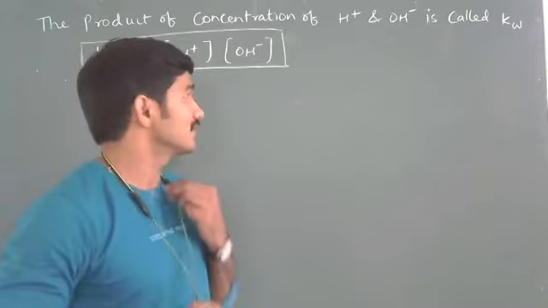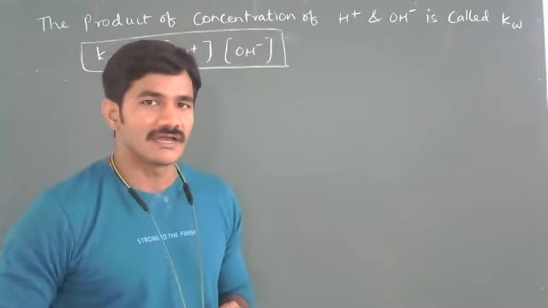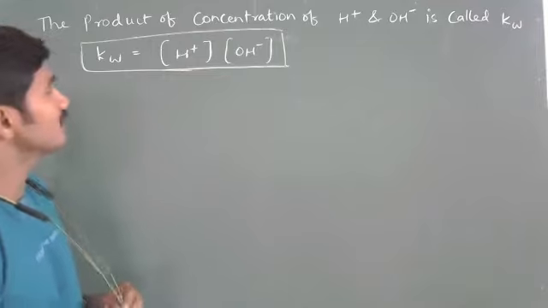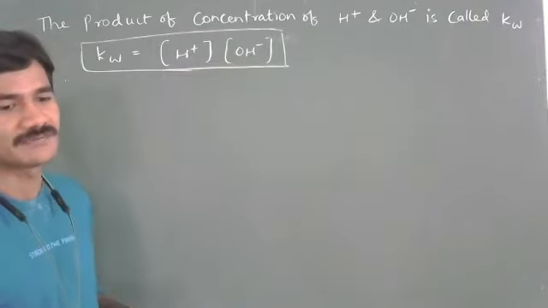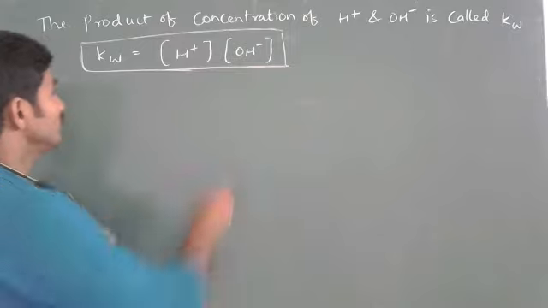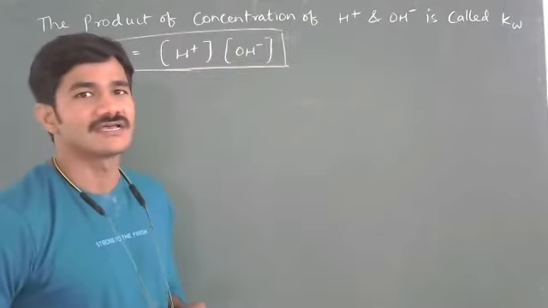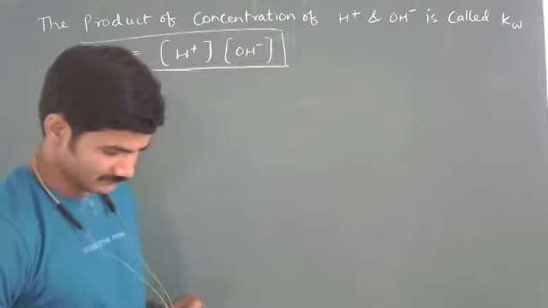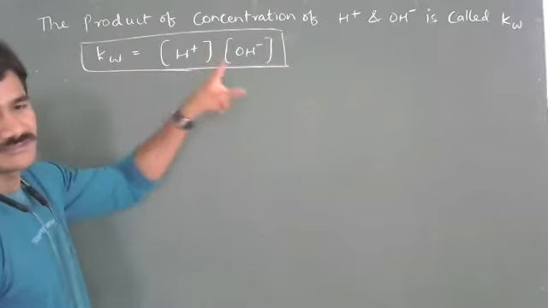In the last lecture, I told you about the ionic product of water. The product of the concentrations of H plus and OH minus is known as the ionic product of water. So Kw is the ionic product of water.